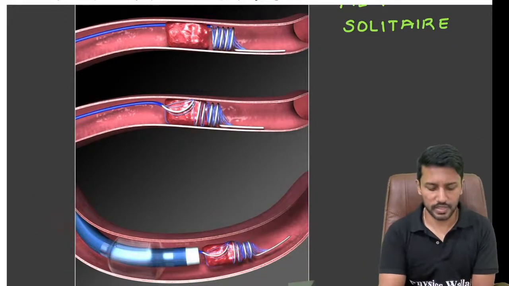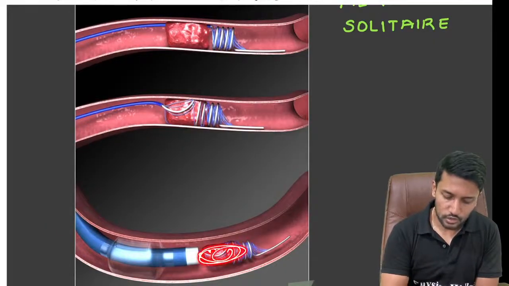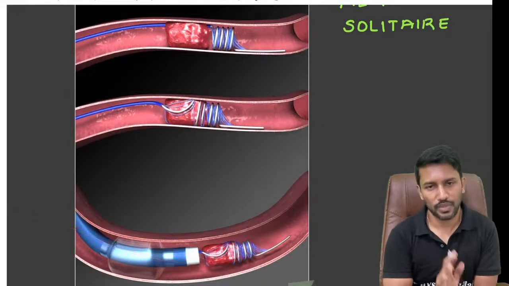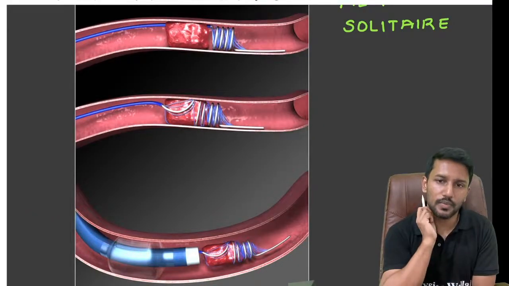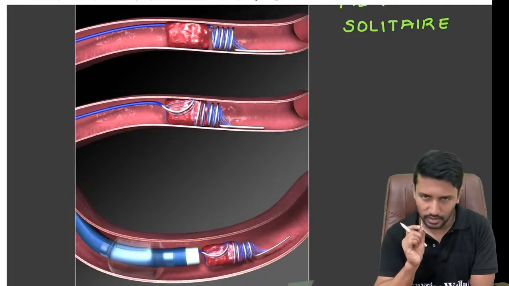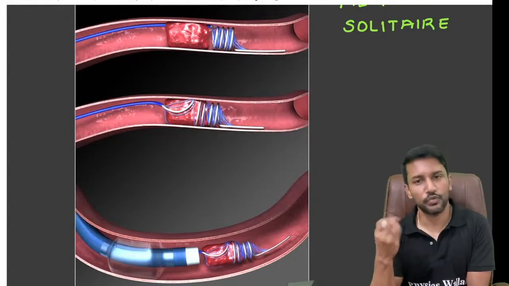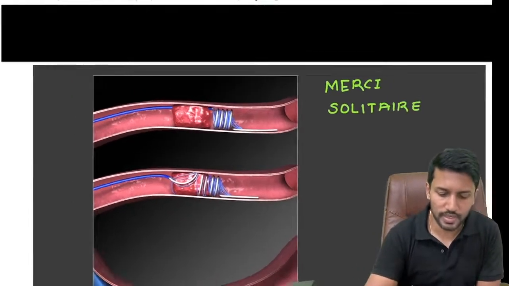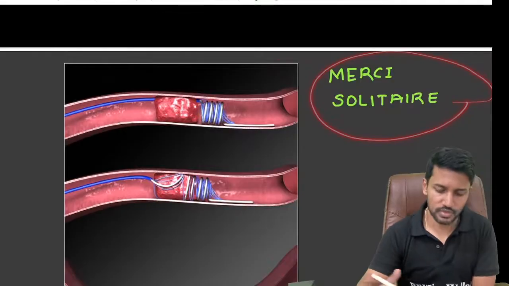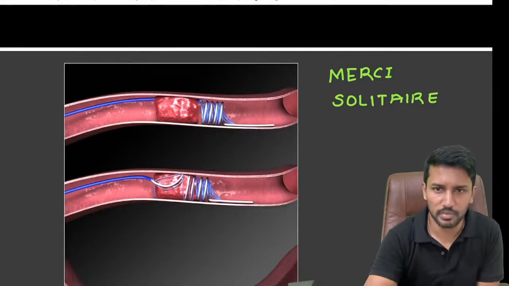There are other devices which can break the clot. There are devices which can deliver a clot dissolving medication and then suck it out. Basically, we just cannulate an artery, reach where the clot is, and with the help of medications, dissolve and suck it out, or with the help of baskets or wires, pull it. That is how we retrieve the clot. This is just one example, one company which produces this device called Mercy Solitaire. That is how we get the mechanical thrombectomy done.